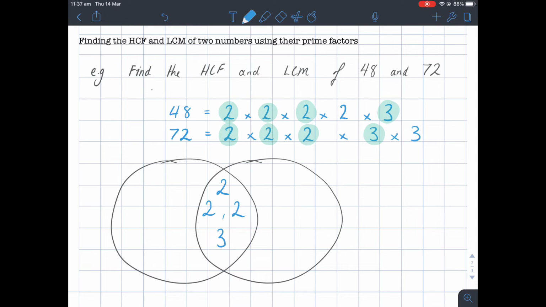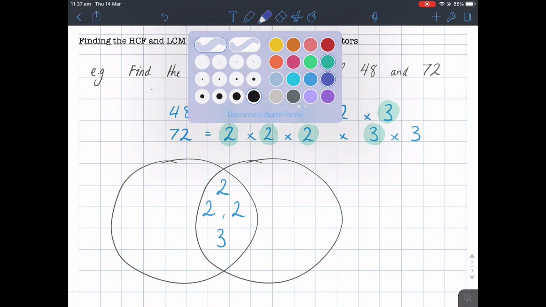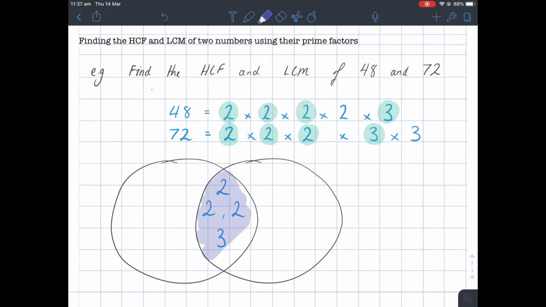And what we've done there is we've listed all of the common prime factors of 48 and 72, and we can see that they are all listed in this common part of our Venn diagram there. So we've got 3 2s and we've got 1 3 that are common to both sets of numbers. Now, I've just listed 48 above that part of the Venn diagram and 72 here.